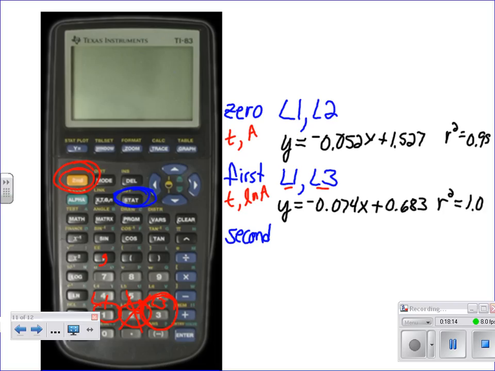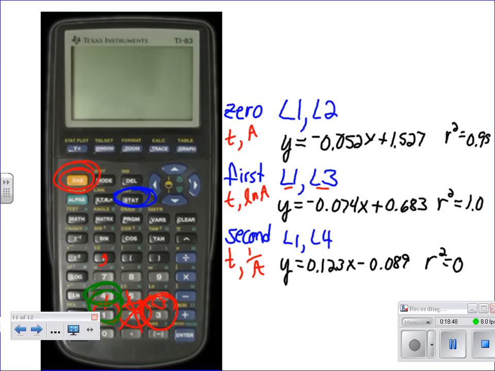Last one, do the same thing, and this time we're trying to compare t versus 1 over A. So we're going to be comparing L1 versus L4, which is, I think, right there. So L1 versus L4, and your equation becomes y equals 0.123x minus 0.089, and the R squared value equals 0.96.